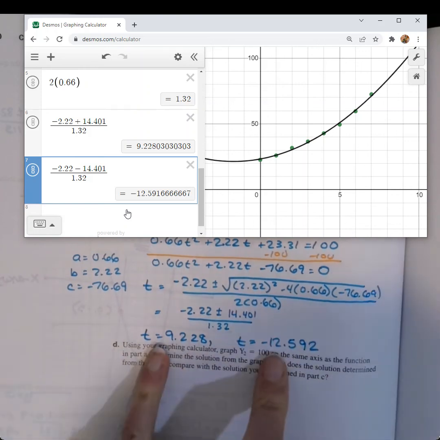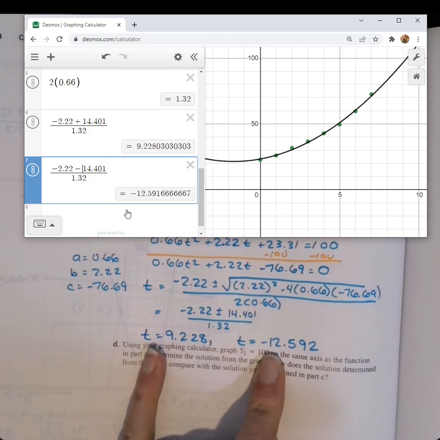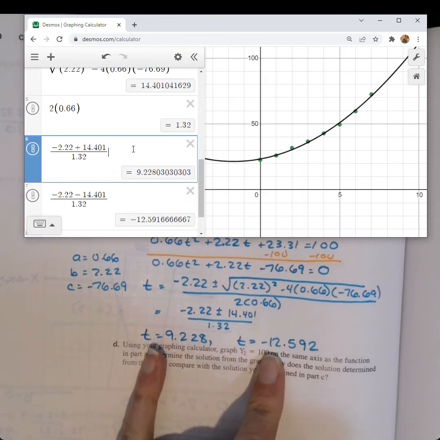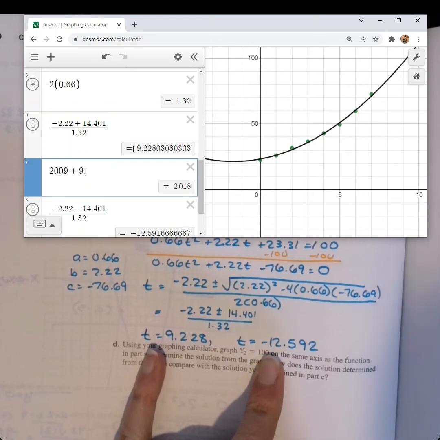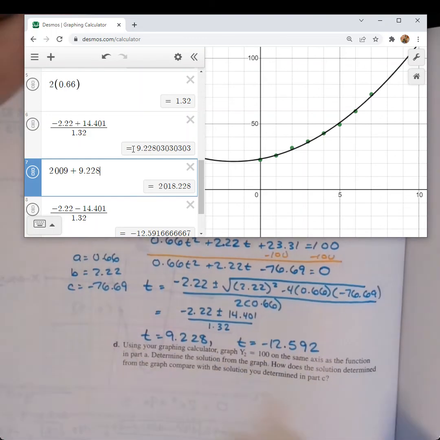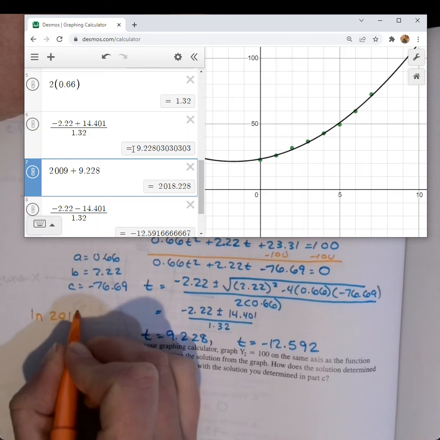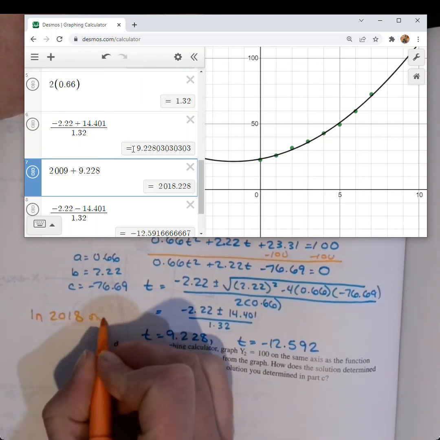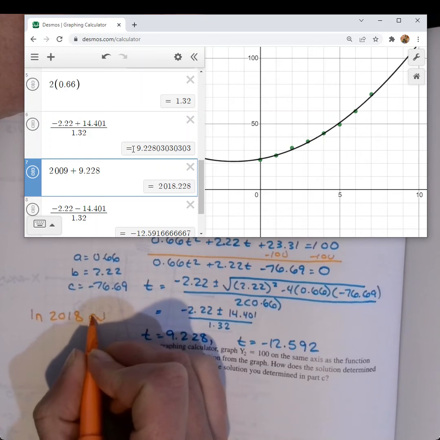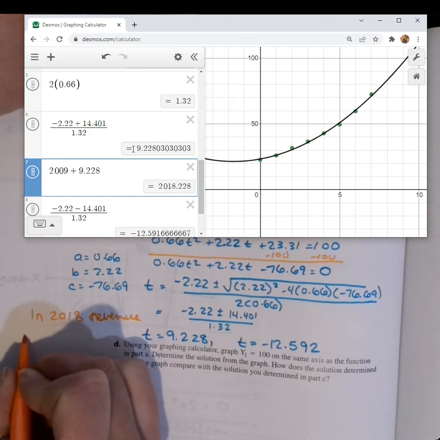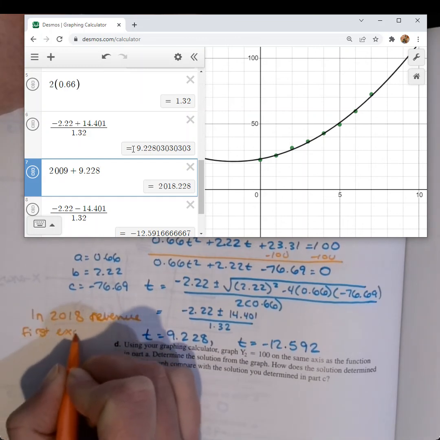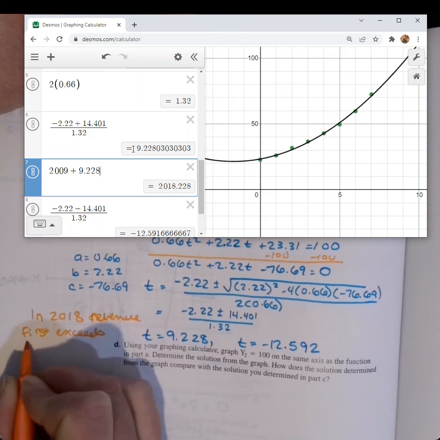So there are two answers, but in terms of the context, only the 9.228 makes sense because the other one is prior to my initial year. And my initial year corresponded with 2009. So if I add 2009 plus 9.228, it's going to put us in early 2018. So our answer would be in 2018, the revenue, we'll just shorten, I was going to say that whole thing was the online advertising revenue, but we'll just say the revenue first exceeds $100 billion.